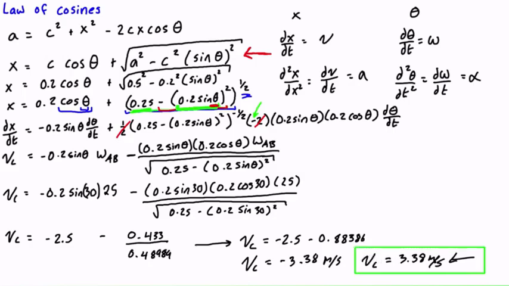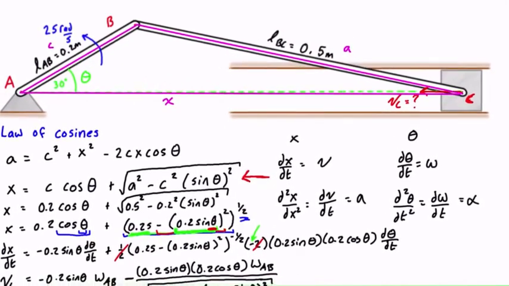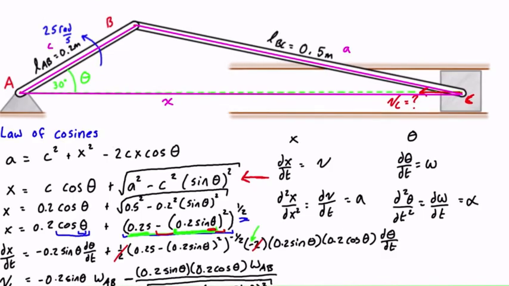So there we go. Let's drop a box around that. That is the final answer. That is the velocity of C when the crankshaft is in this exact position. And that is the same value that we got in the other 3 videos where we also solved this exact same problem with different methods.